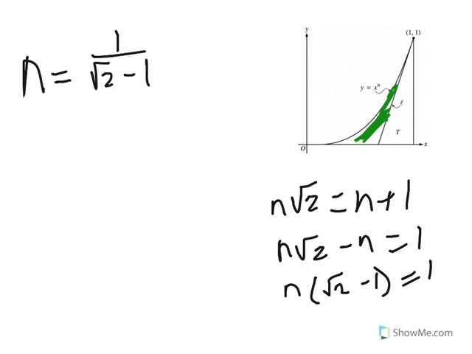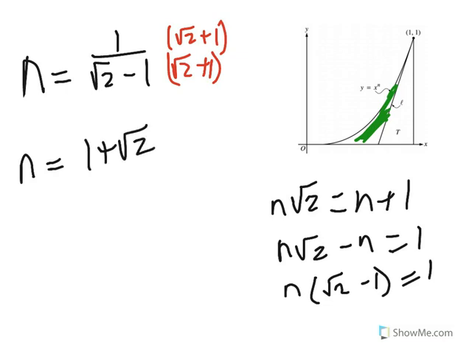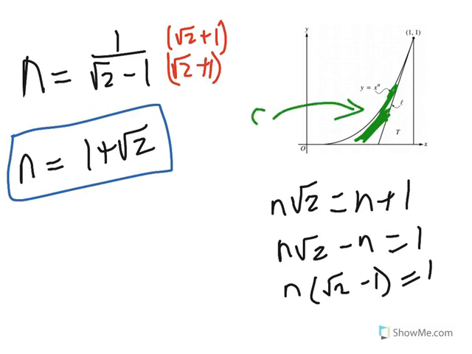If you want to rationalize that denominator, we can multiply by the conjugate, which is the square root of 2 plus 1, over the square root of 2 plus 1. And you'll see on the bottom here, we're going to get 2 minus 1, which is 1. That's a difference of squares. And on the top, we're going to get 1 plus the square root of 2. I'm just switching that around so there's no question about whether or not that 1 is square rooted. So there we go. That is the value of n that will maximize the area S, the region S that I colored over there in green.